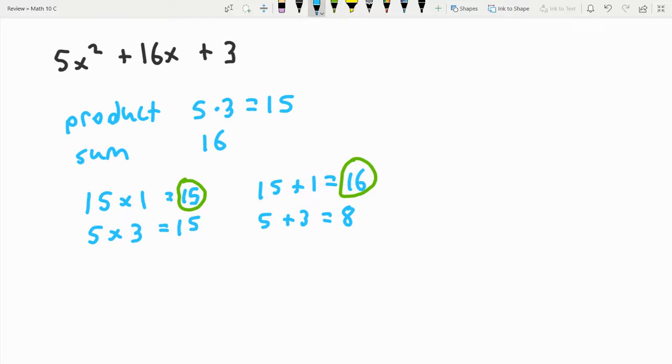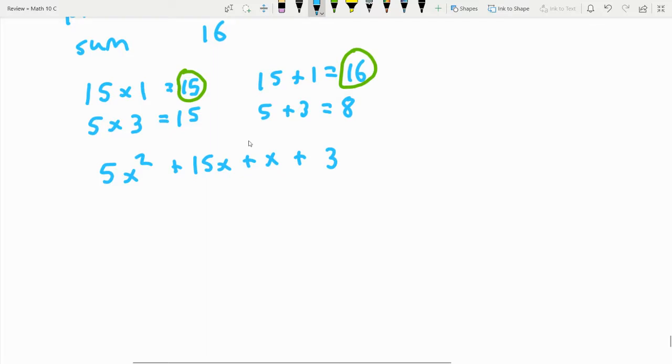So once I find out that these are the numbers I want to use, from here I want to rewrite my first term and my last term. But now instead of putting 16x as my middle term, I want to put the numbers that I found, 15x and x, as my two middle terms. And remember, I'm able to do this because 15x plus x does equal 16x, so I'm not breaking any rules of algebra.